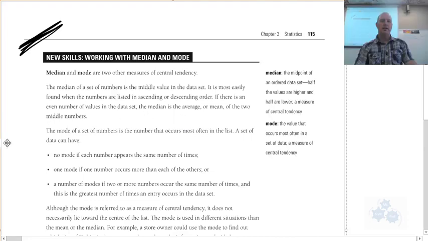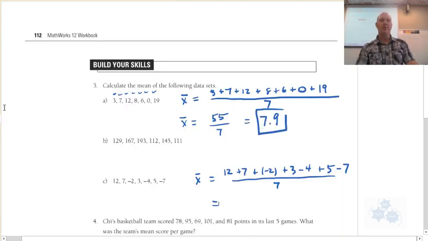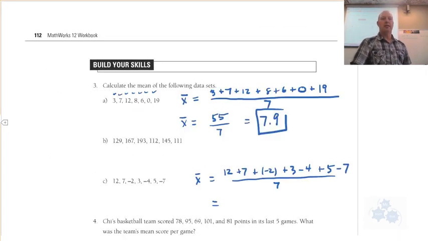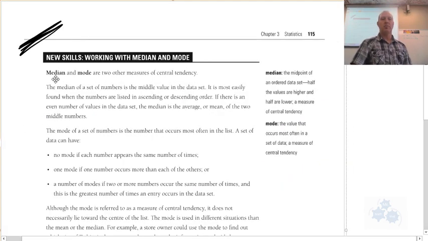This is the second part of 3.1, and we're talking about median and mode. We've talked about mean already. So mean is the average, right? Arithmetic mean is like the average. We talked about that. And there are three measures of central tendency that we're studying in Chapter 3. The first one is mean, the second and third are median and mode.